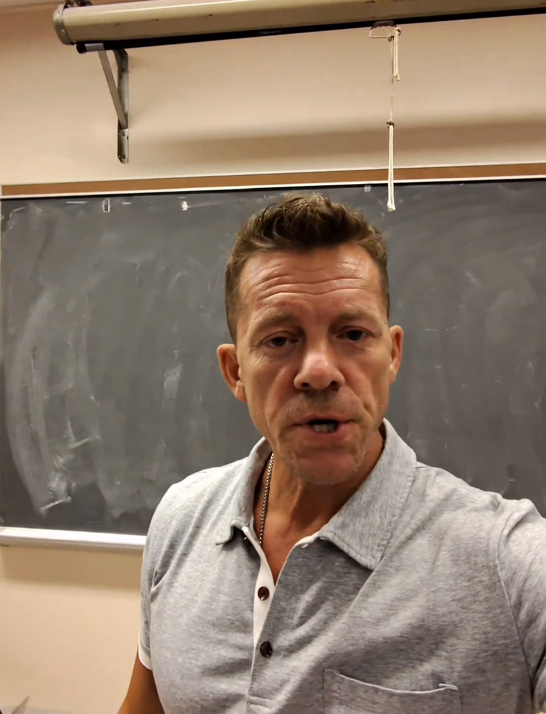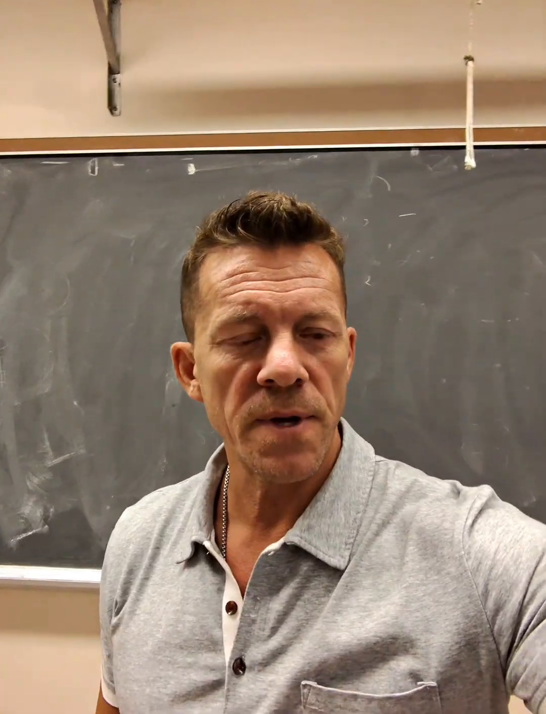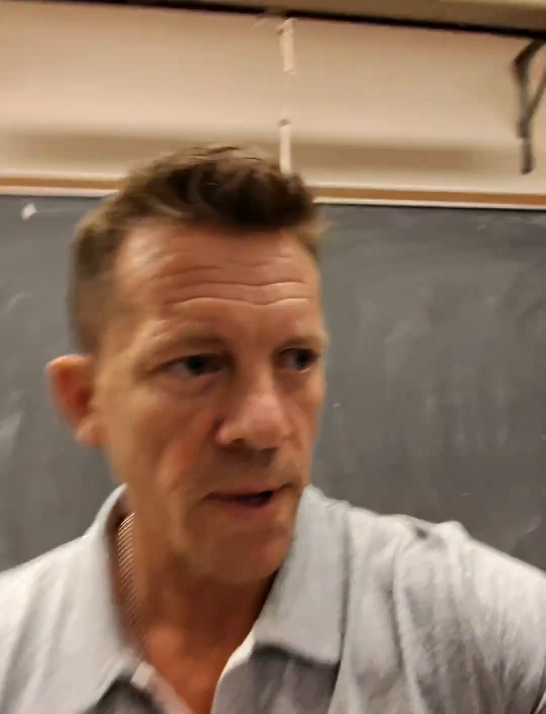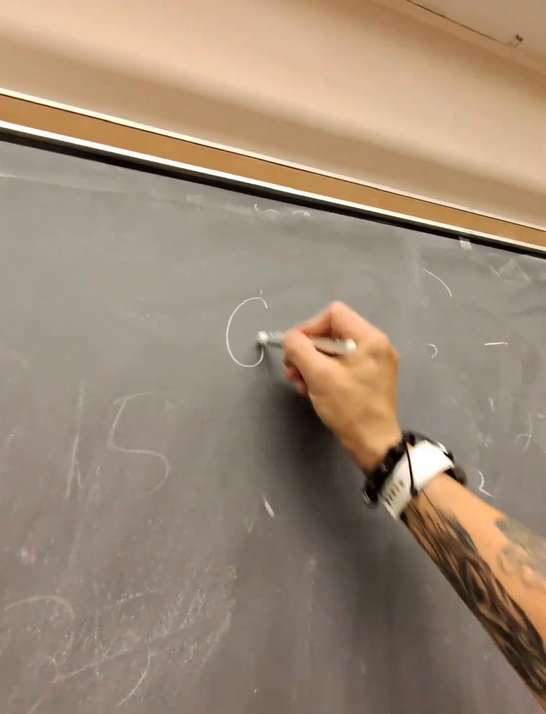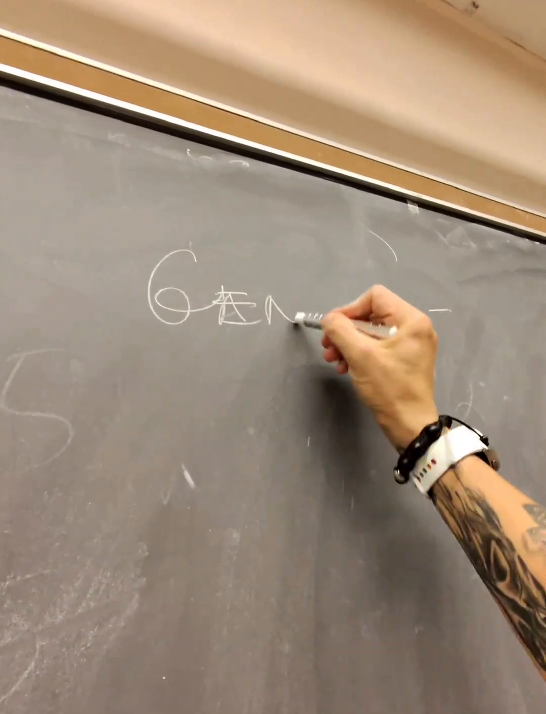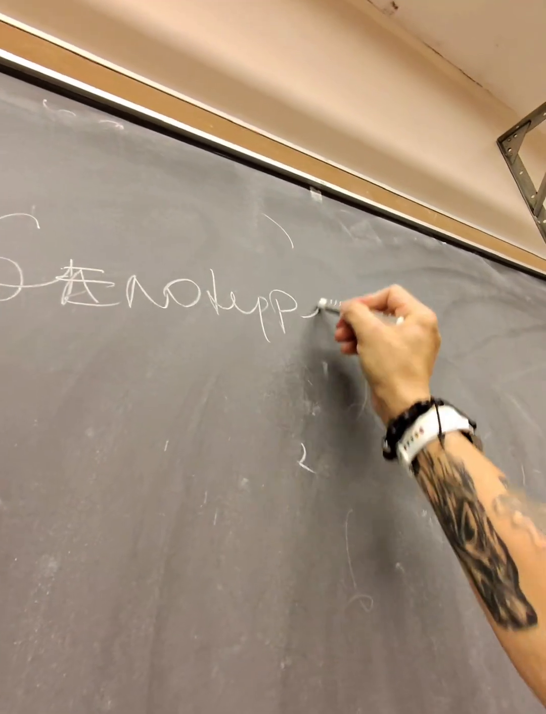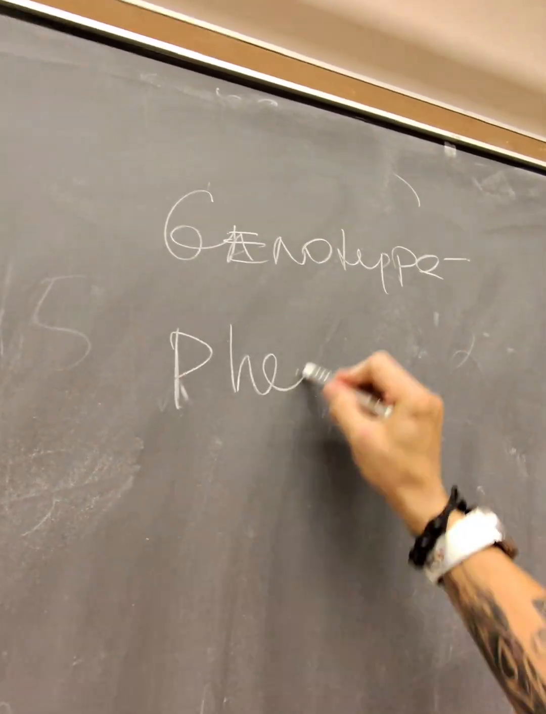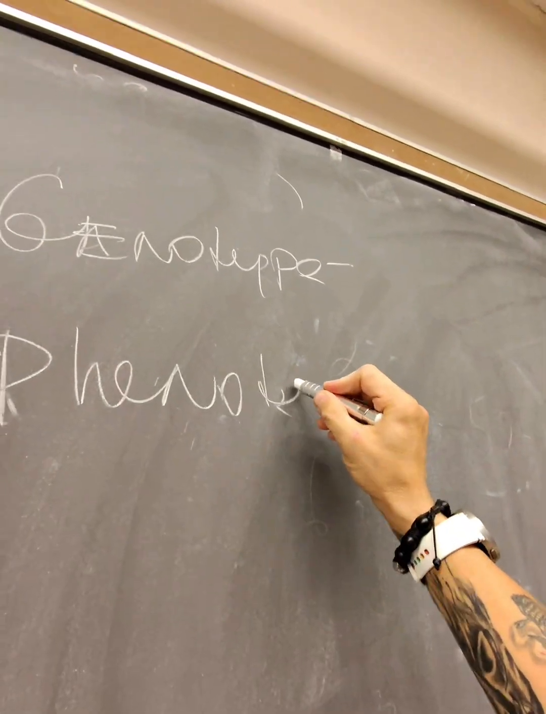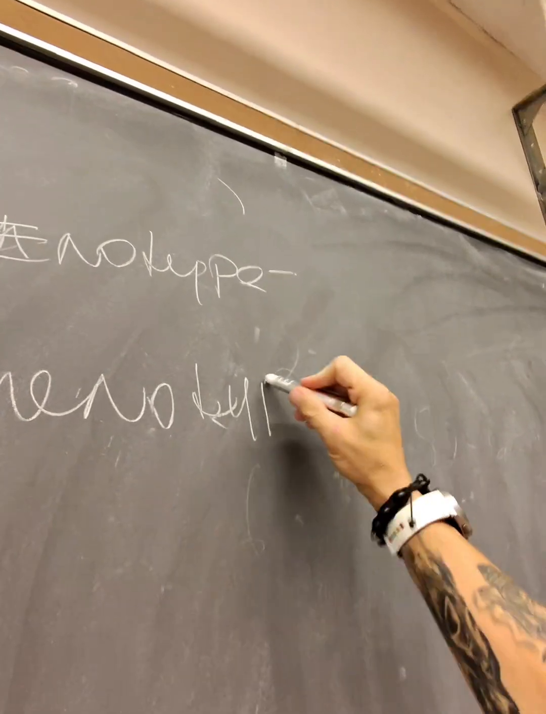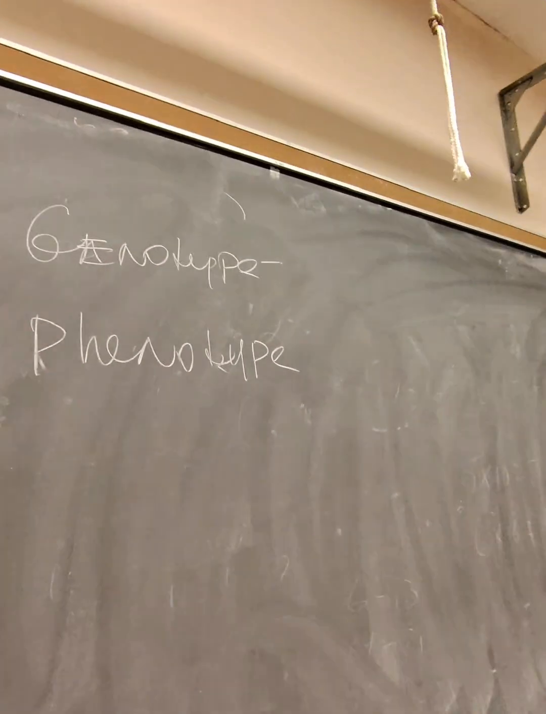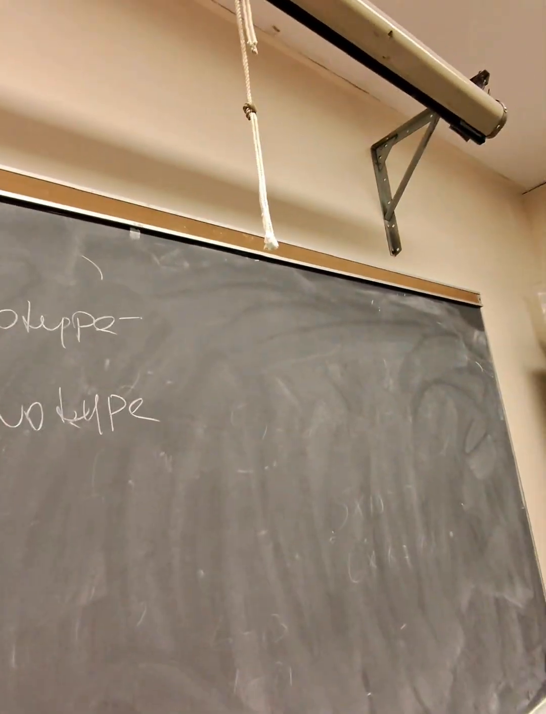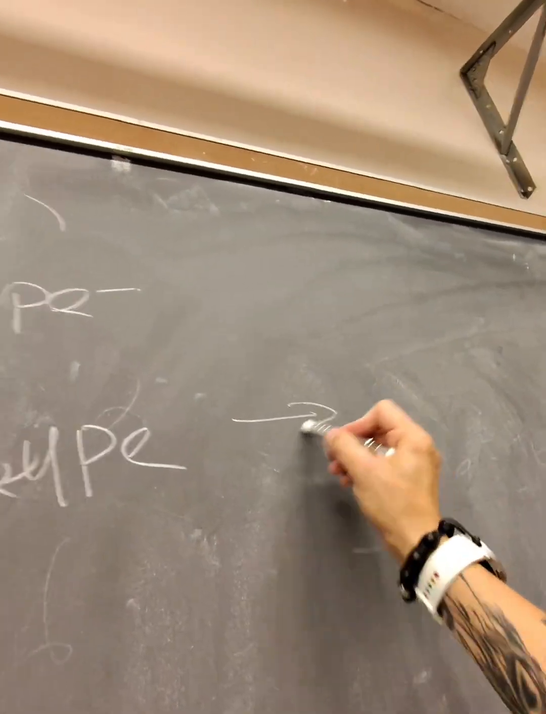Okay, let's record the share note on blood typing, genotype, and phenotype. So I'm going to use the Punnett square for that. So genotype, that's your genes that will code for a particular phenotype. And a phenotype, that's an expression of those genes. So that's genetic characteristics that you can observe in the offspring.